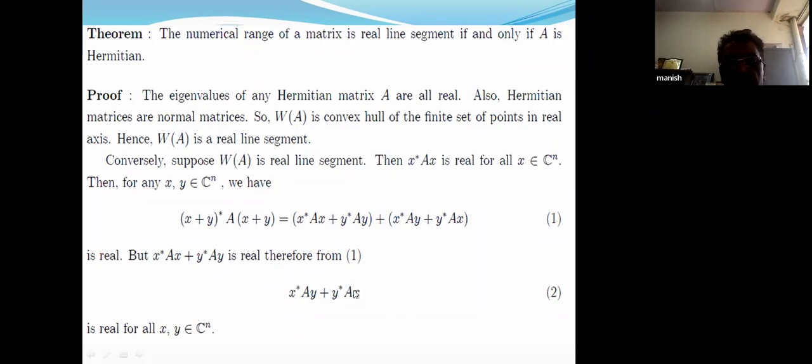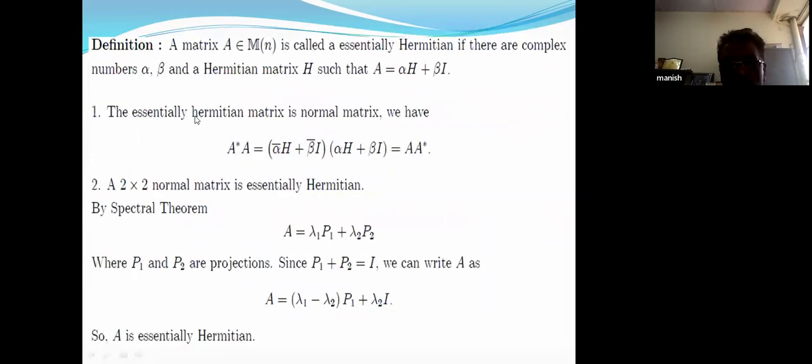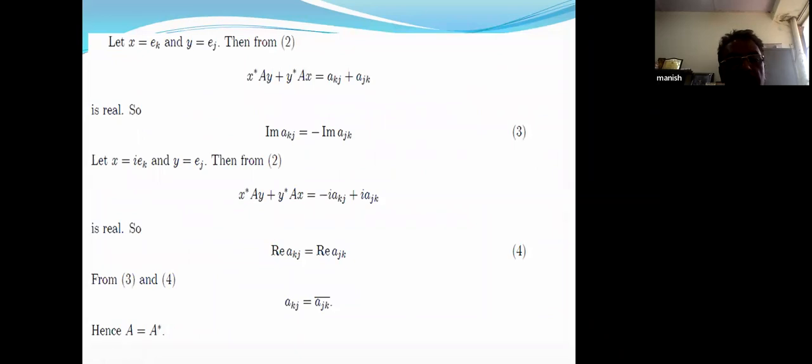Now we use this expression to show that A is Hermitian. Take this matrix A and this column matrix X equal to e_k. This is a column vector in which at the kth position we have entry 1 and all other entries are 0. Then we calculate x star A y, which comes out to be a_kj, and y star A x, which comes out to be a_jk.